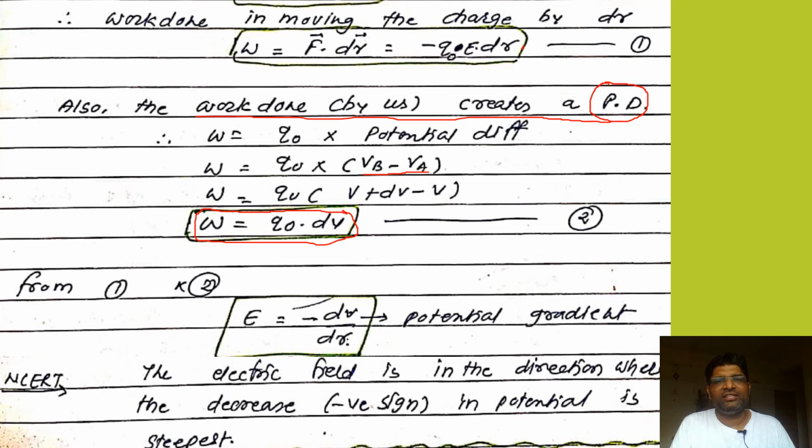So if you equate equation 1 and equation 2, you will have this equation: E is equal to minus dV by dr, and that is your potential gradient. So that is the relationship between the electric field and potential. In NCERT specifically, they have used this statement that the electric field E is in the direction in which there is a decrease in potential. Why are we saying decrease in potential? Because of the negative sign.